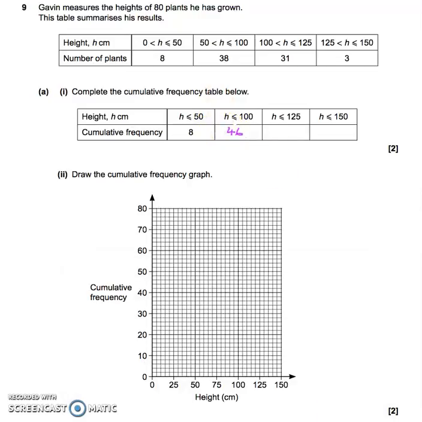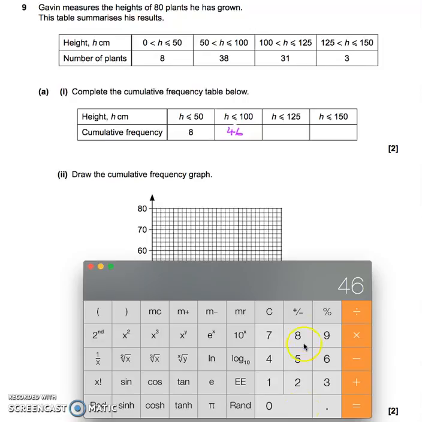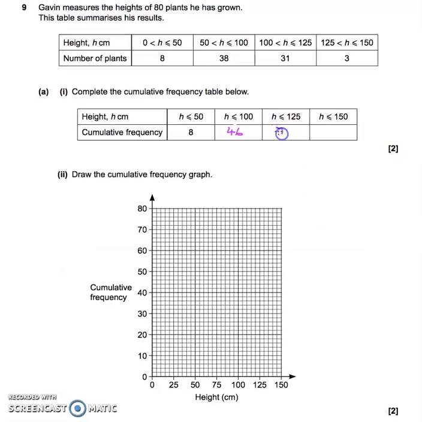So you don't make any mistakes. You're then going to add on 31, because that's the next number, and you're going to get 77, and then you're going to add on 3, which I think we can safely do without the calculator. So we've got 80 plants, which is good because we know we've got 2 marks for this question, because that's the number of plants that you grew.